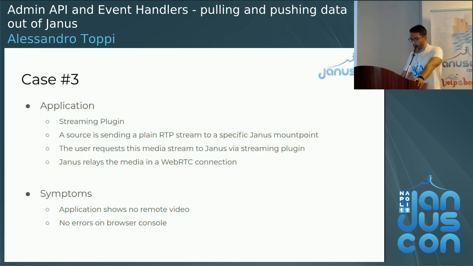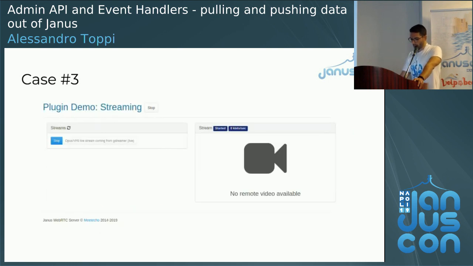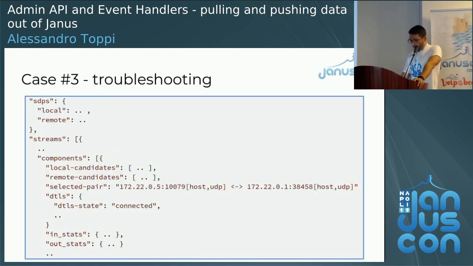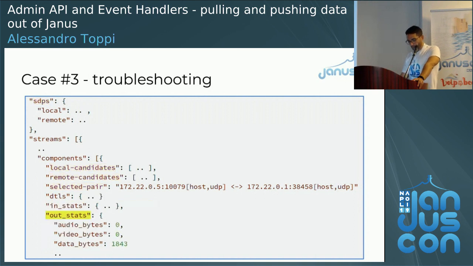There is no remote video and no errors on the browser console. So again, we start troubleshooting through the admin API. We see now that we have local candidates and remote candidates. So we have a selected pair section. So this means that the ICE agent of Janus has been able to find a working pair in the ICE process. And also the DTLS has been established.